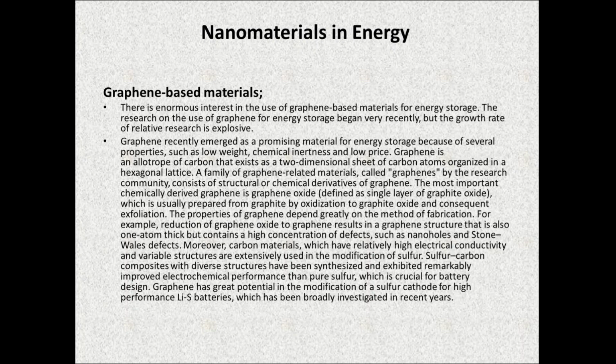Moreover, carbon materials, which have relatively high electrical conductivity and variable structures, are extensively used in the modification of sulfur. Sulfur-carbon composites with diverse structures have been synthesized and exhibited remarkably improved electrochemical performance compared to pure sulfur, which is critical for battery design. Graphene has great potential in the modification of a sulfur cathode for high performance lithium-sulfur batteries, which has been broadly investigated in recent years.